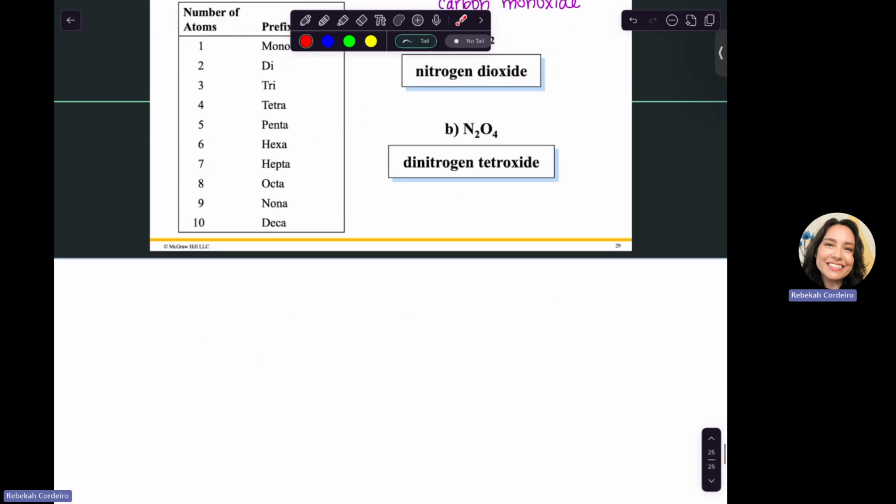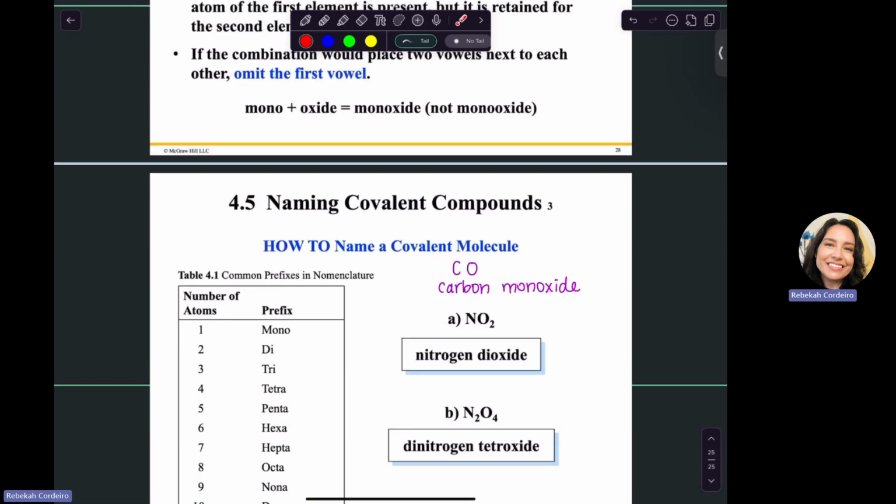Practice, practice, practice. And then again, that naming website, you can go back to the one we used for ionic stuff. You can add in covalent and you can practice that naming.